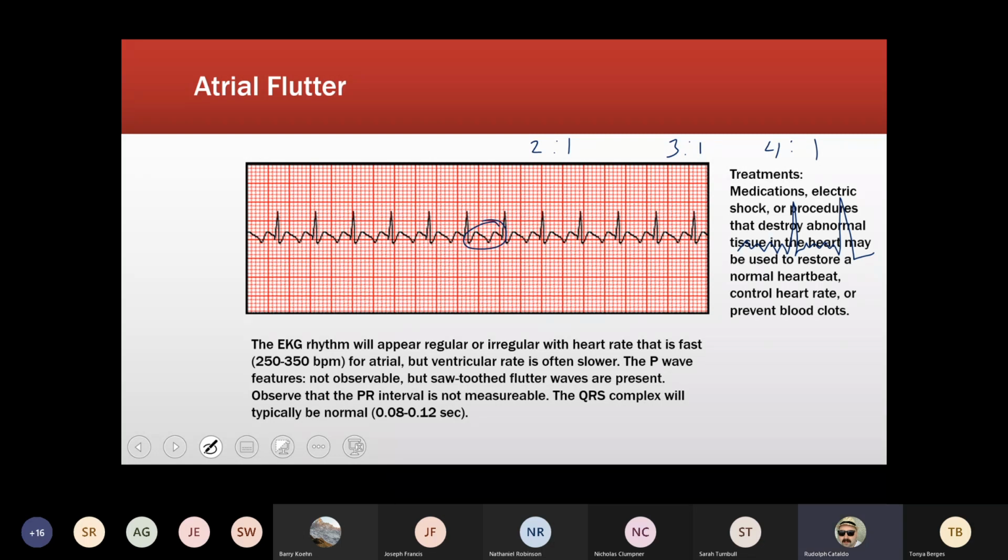Again, patients in this rhythm, the treatment is going to be treating the patient, not the monitor. We're going to be supportive. We're going to treat the patient as needed. Maybe they need fluids. Maybe they need something for nausea, whatever it might be. We're going to be supportive.